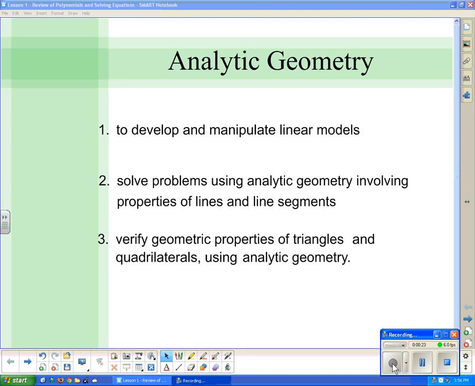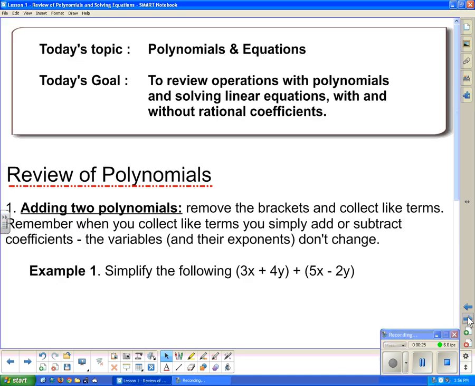But before we get into all of that in this unit, we are going to do a little bit of review. So today's topic is polynomials and equations. And today's goal: to review operations with polynomials and solving linear equations with and without rational coefficients. In other words, fractions. So we're going to start with a review of polynomials and looking at adding two polynomials together.